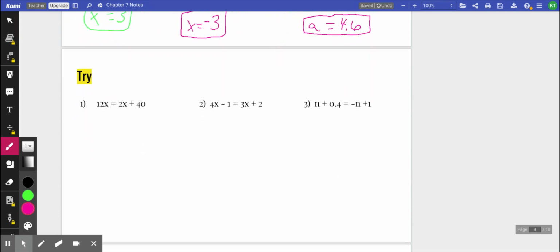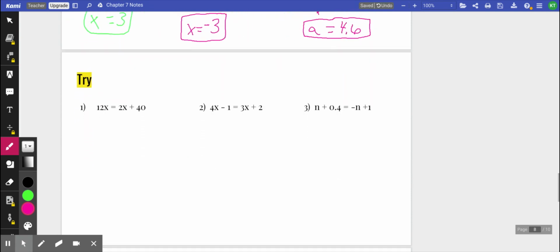All right, so let's take a minute, and I want you to try 1, 2, and 3. So pause the video here. All right, and remember, for each of these, you want to get your variables on the same side. Does not matter which side, right? I prefer to bring them to the left, but it's up to you. It doesn't matter, whatever your preference is, but solve for the variable. So pause here and check back in a minute.